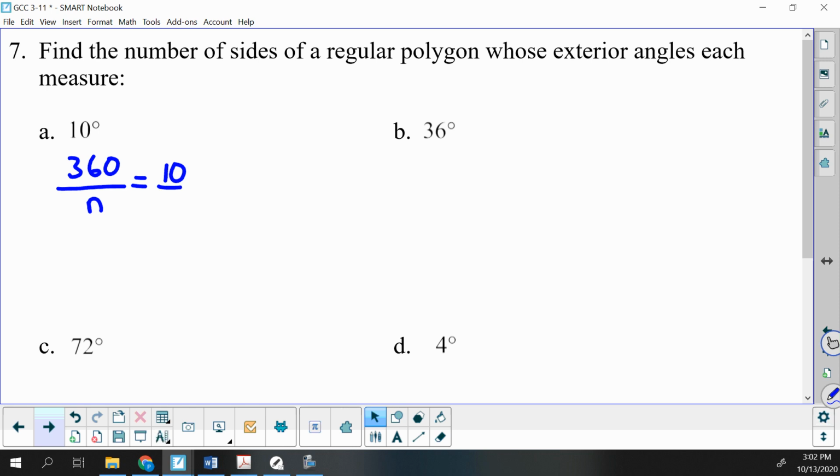We can stick the 10 over 1, and whenever you have two fractions separated by an equal sign, we can cross multiply. Really what you're doing is you're undoing both divisions at the same time. So n times 10 will give us 10n equals 1 times 360 is 360. When you cross multiply, you shouldn't have the fractions anymore. Opposite of multiplying by 10 is dividing by 10. So we get n is equal to 36 sides.